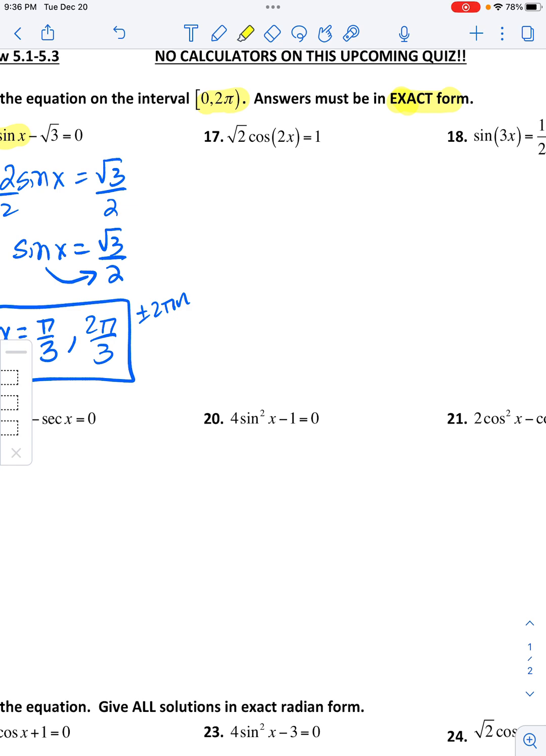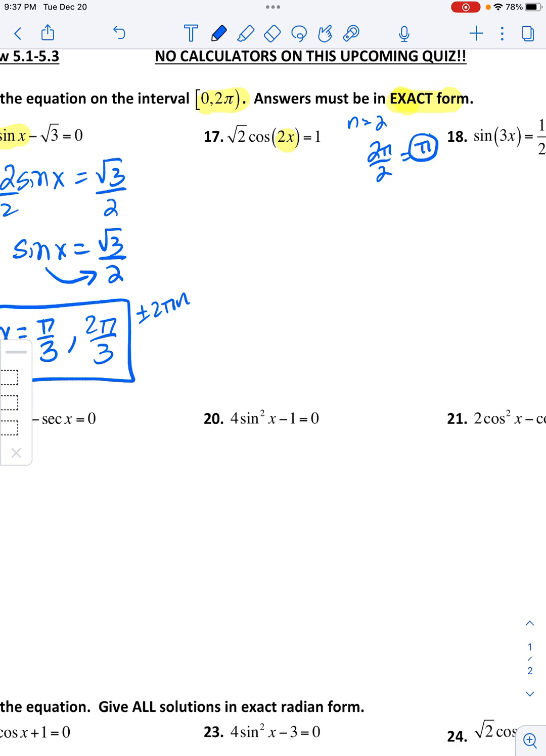Okay, this one does have multiple angles, so I'm going to think about that. The n is a 2, so I take the normal cosine period, which is 2 pi. I divide it by 2. So this pi is going to be the spacing of my answers for later, keeping in mind that I have to stay within this interval that they gave me.